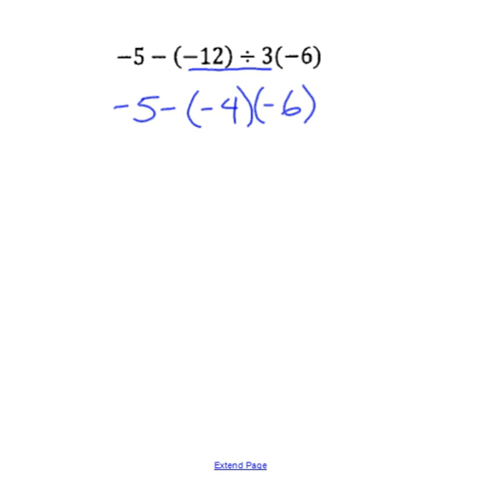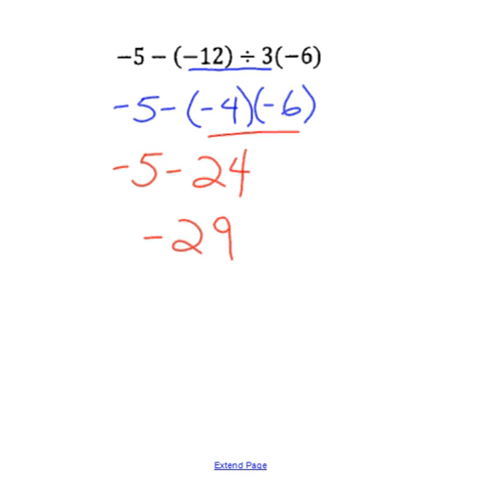So now I have multiplication and subtraction. So I'm going to do multiplication first. So I'm going to copy down my -5 minus, and then that's a positive 24. And so the whole thing becomes -29.